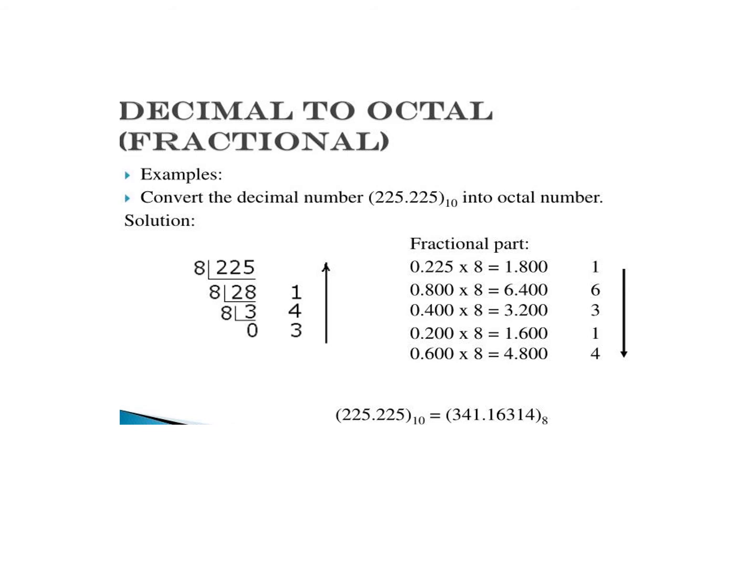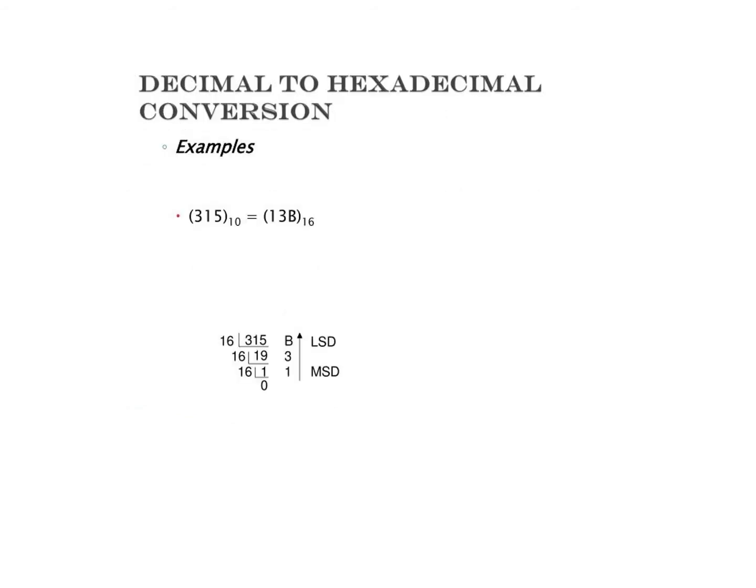Again 0.800 multiplied by 8 is repeated, like in the previous step. In the second step, 0.800 multiplied by 8 equals 6.400. So we will stop here, and the number is noted down from upward to downward: 16314. Decimal to hexadecimal conversion.